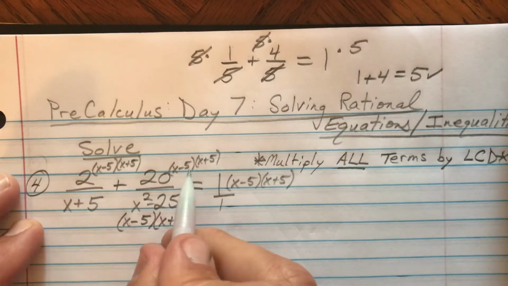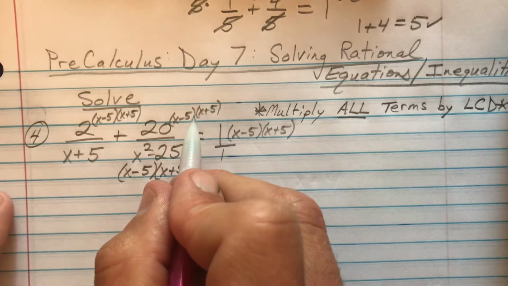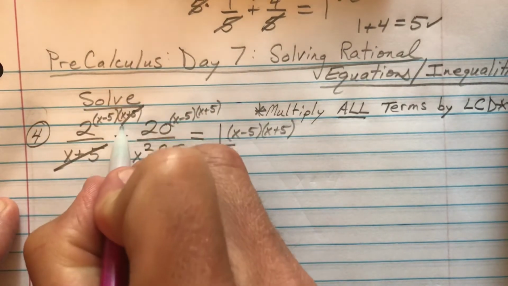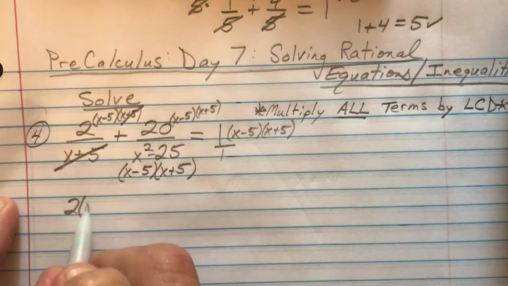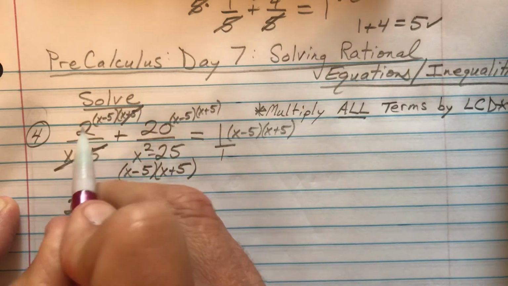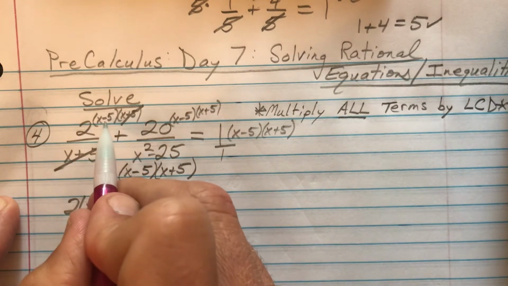Same thing here. If we multiply everything by x minus 5 and x plus 5, we're allowed to do that. So the x plus 5's cancel, leaving me with 2 times x minus 5. Now I would not distribute this 2 in here yet.